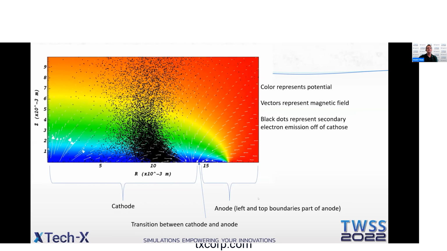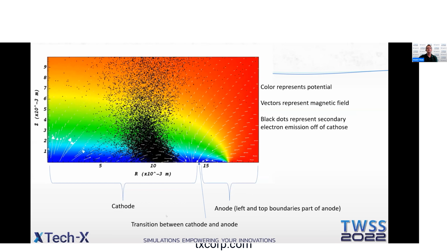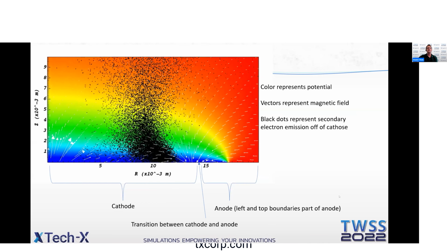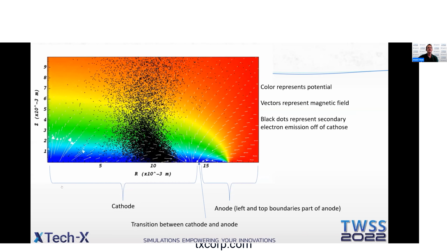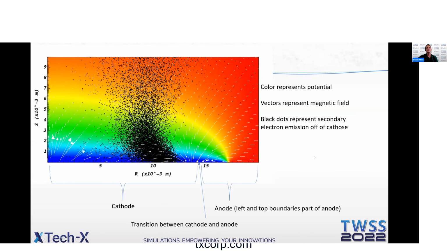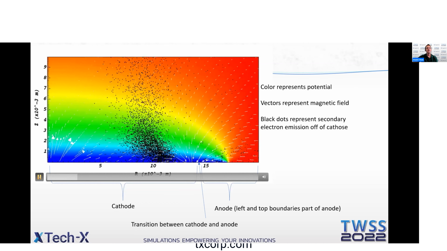So it's a little hard to see the sheath forming. There wasn't a huge effect on the sheath. You do see the sheath getting thinner as the secondary electrons, these black dots are the secondary electron macroparticles. And so it went by pretty fast. Not sure why that is, but there we go.